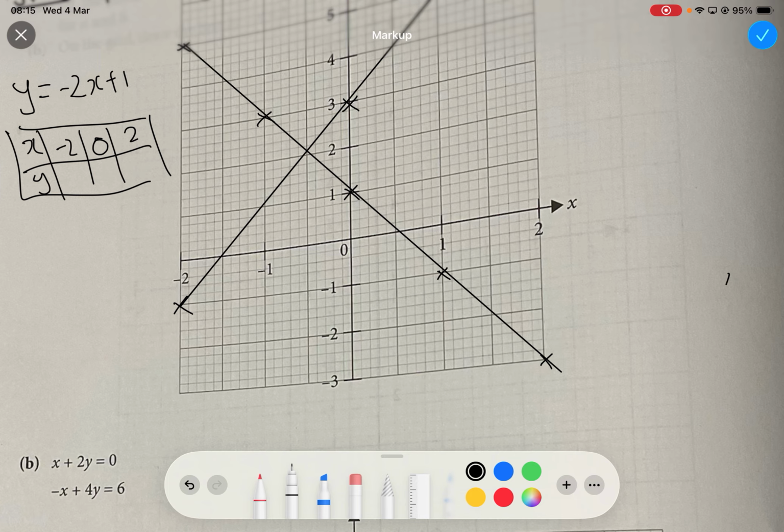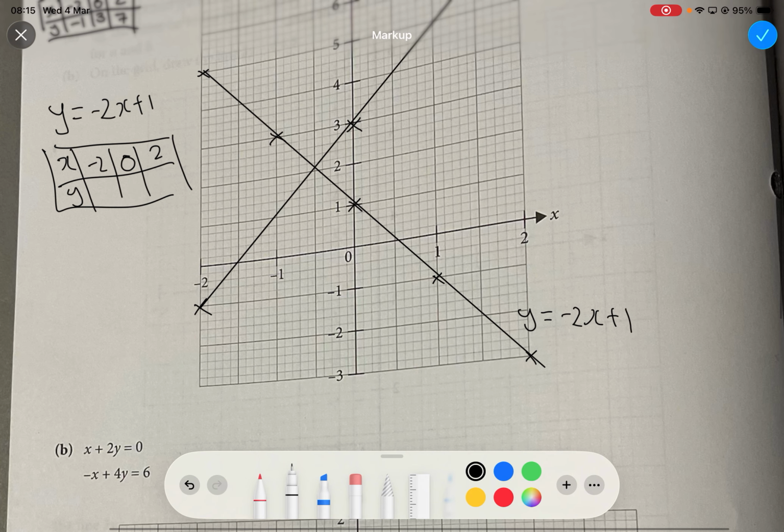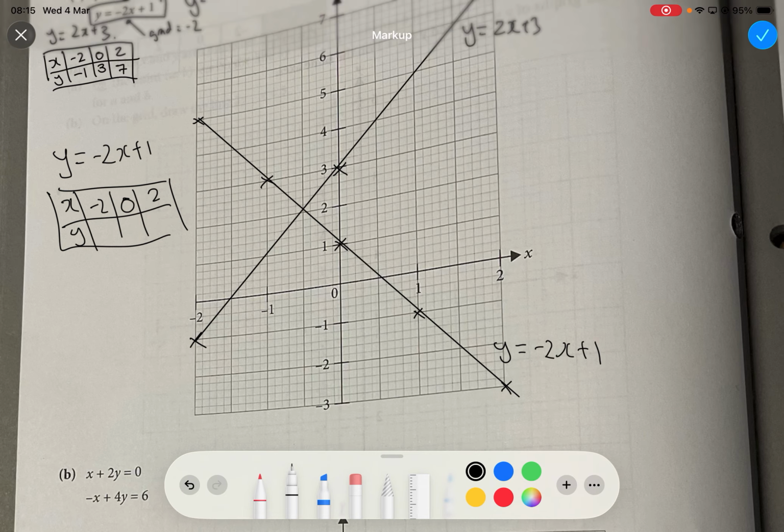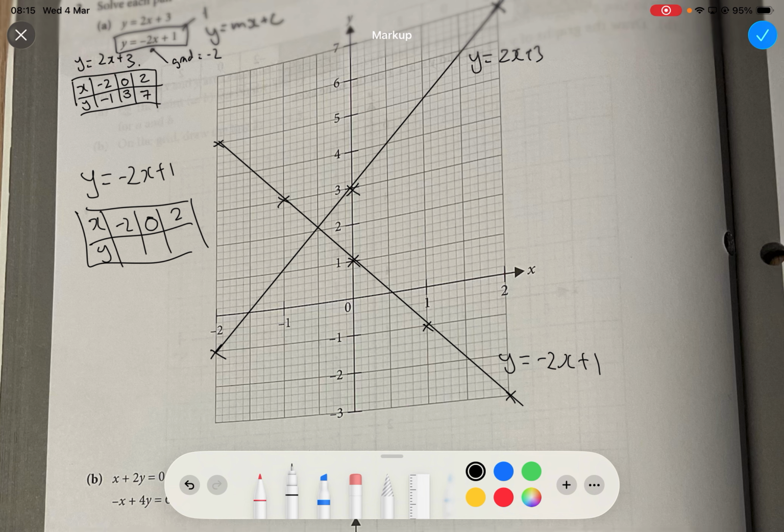So this line is y equals negative 2x plus 1. Can you see now? Every point on this sloping down line satisfies this equation. Every point on the sloping up one satisfies this equation.